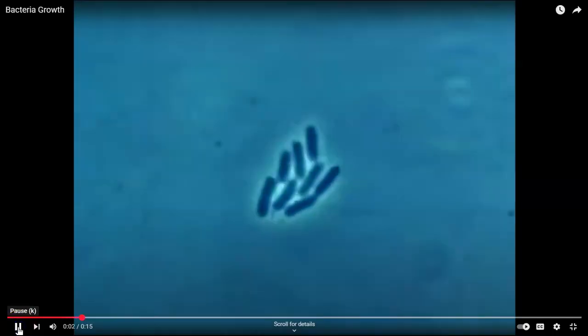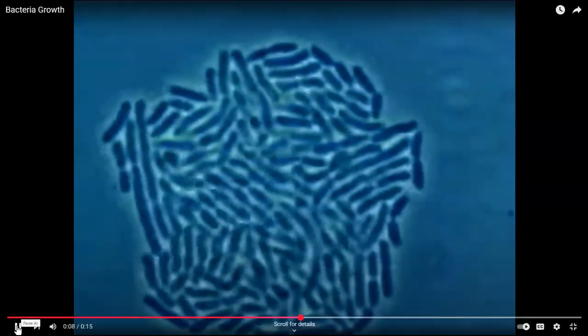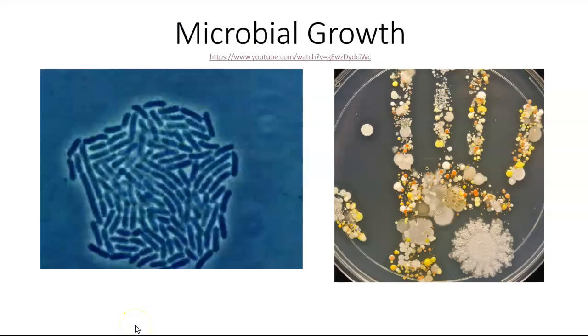Bacteria reproduce very simply and rapidly by doubling their contents and splitting in two. Just one bacterium, dividing every 20 minutes, could produce nearly 5,000 billion bacteria in one day. So in this chapter, we're going to be talking about microbial growth.